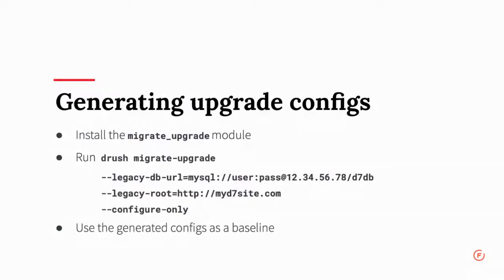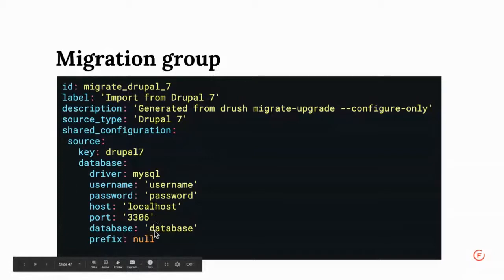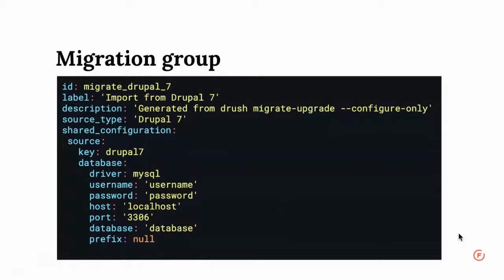And if you use the configure only flag, then you're generating these migrations or configurations, and you can go in and edit them, but it won't run the migration. It just gives you a baseline to work from. That migrate upgrade command also creates this migration group configuration, which is actually what defines how you're connecting to the database. Just wanted to point out that the database connection is stored somewhere.